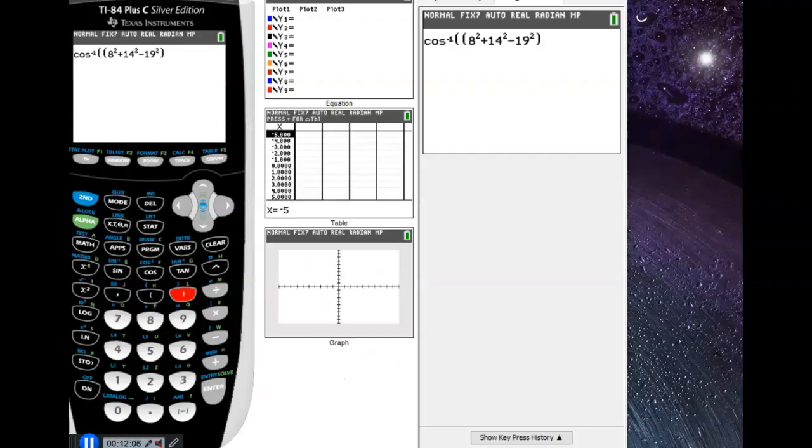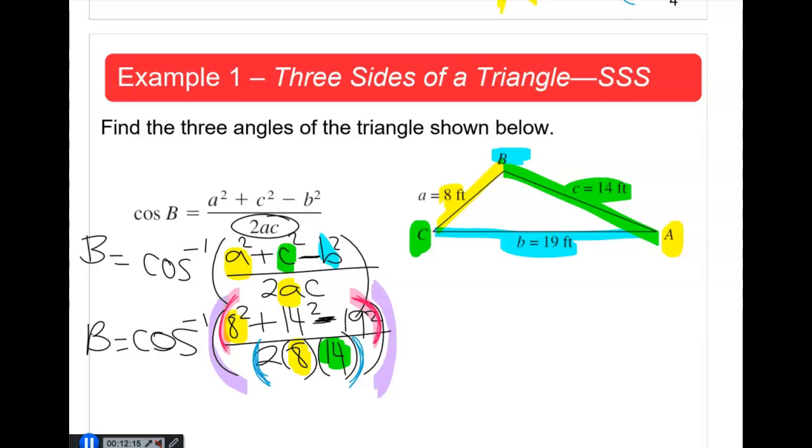Then we're going to enter the division sign. And then just to make sure we do it correctly, let's open a parenthesis to also enclose the denominator. So it will be here. And we're going to enter 2 times 8 times 14.